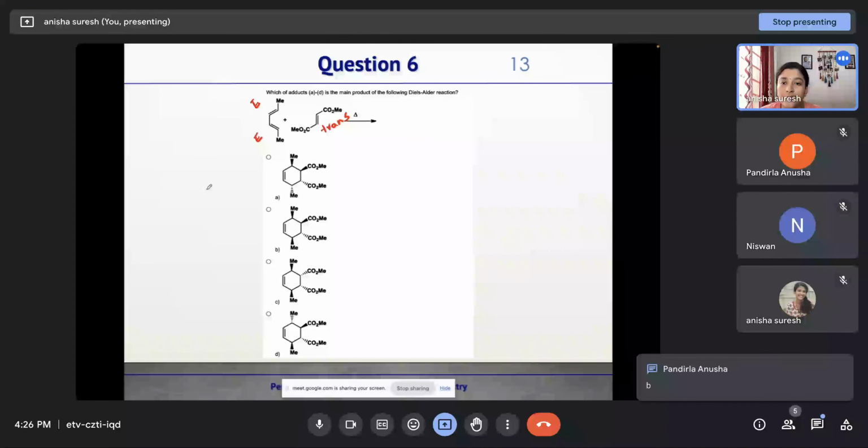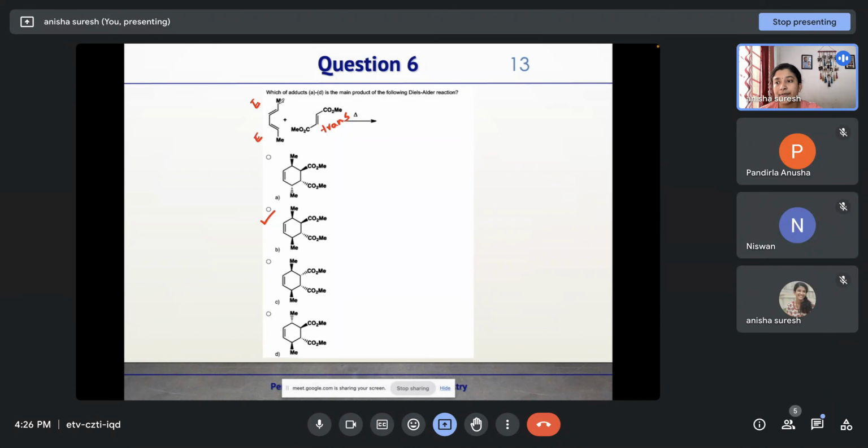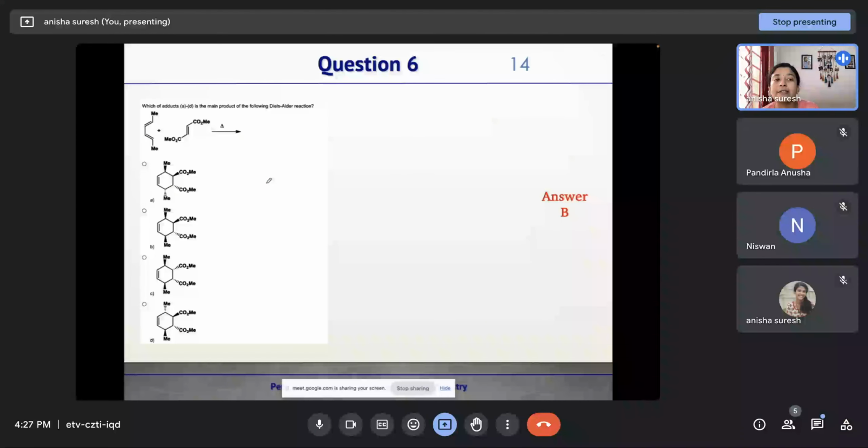Yeah, option B will be the right answer. Both of these alkenes are in EE fashion, so it will be coming in cis fashion. Since it is EE, both these methyls will be coming cis to each other. And this is in trans fashion, so the CO2Me groups will be coming trans to each other. So the only answer in which the methyl groups are cis to each other and the CO2Me groups are trans to each other is option B. So the right answer will be option B. Okay.